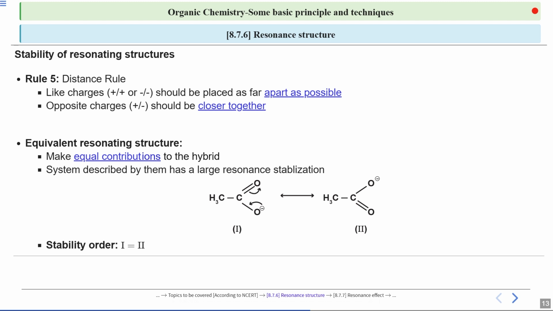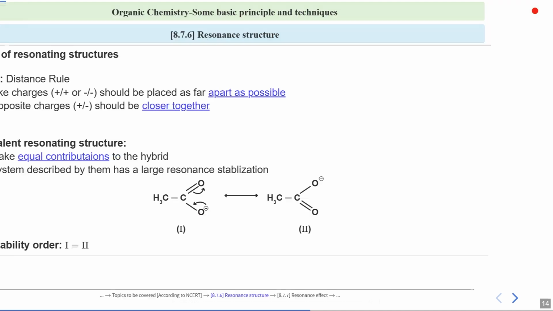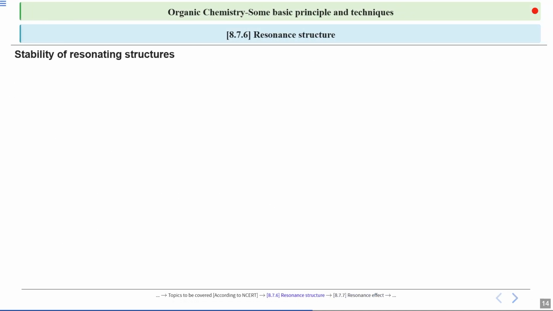This kind of equivalent resonating structure can be seen in various molecules. For example, in the case of benzene it is also seen. You must have seen in benzene that the double bond and the single bond are distributed in such a way in 2 structures that the electronic representation is the same. So we will do some examples to validate these rules.